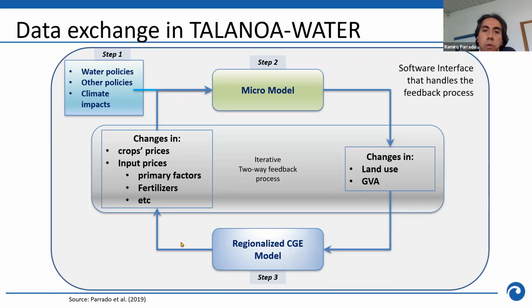Another thing that we were discussing with Diony in this kind of coupling was the idea of including not only crop prices, but what is happening with input prices, for example, fertilizers or other primary factors, which is additional information that could be useful in order to give more comprehensive insights of what is happening in the process.